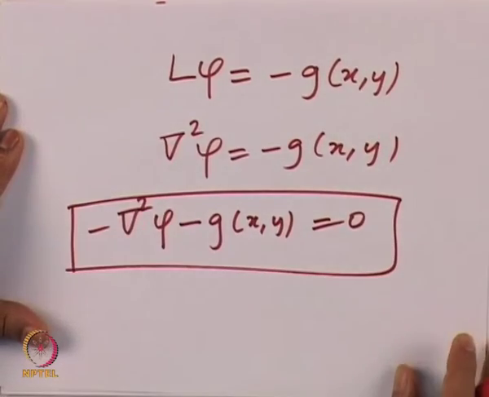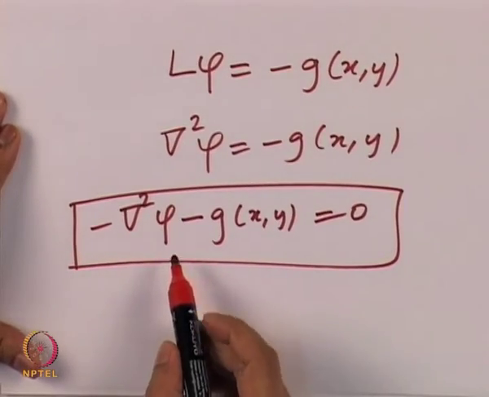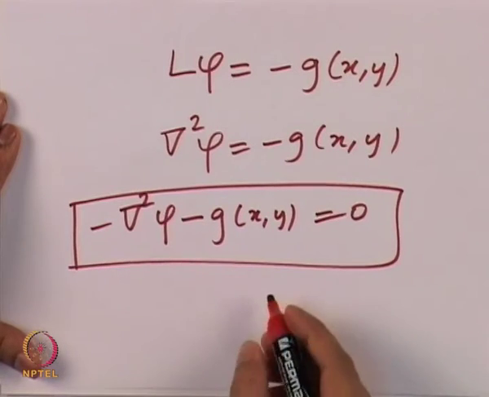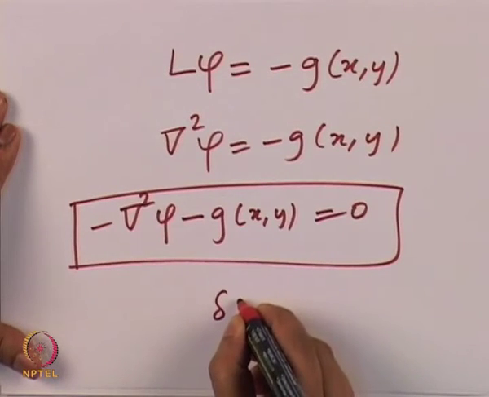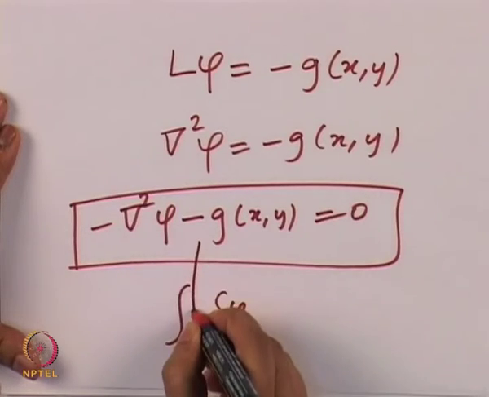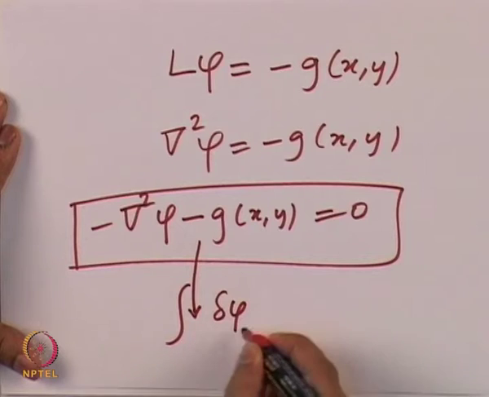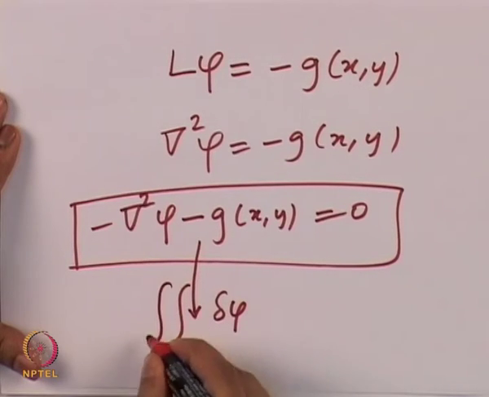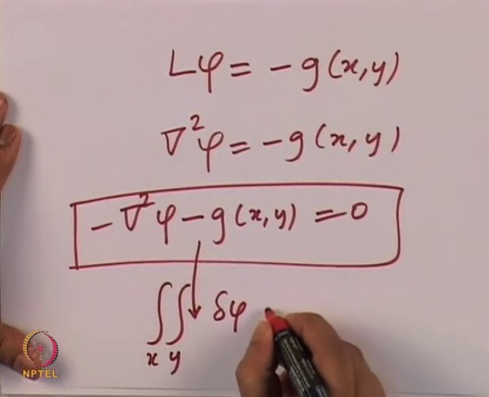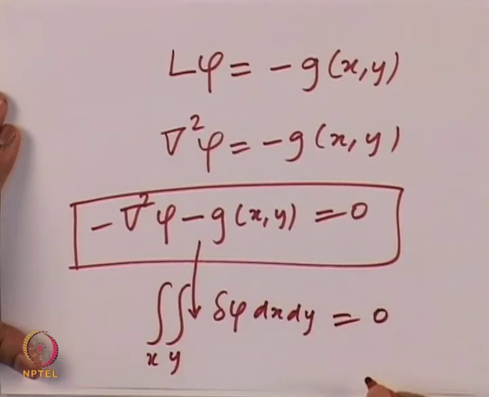So this is my starting point, and I am going to multiply this expression with a small variation of phi, and integrate it over the surface. So I am going to put this expression here, and then I am integrating it over the surface. This is a 2-dimensional surface, so I have a 2-dimensional integration, x comma y, with dx and dy, and the left hand side will be equal to 0.